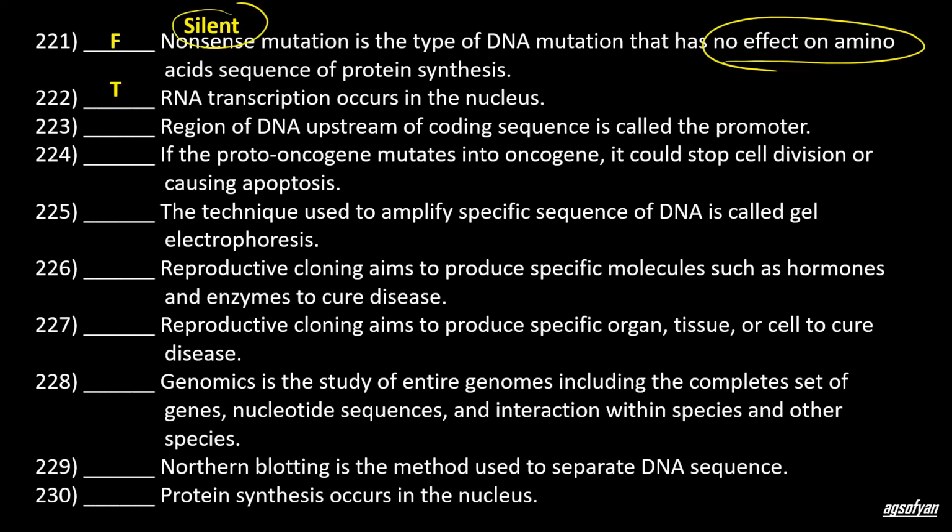RNA transcription occurs in the nucleus. Yeah, that's correct. Next one, region of DNA upstream or above the coding sequence is called the promoter. That should be true. If the proto-oncogene mutates into oncogene, it could stop cell division or cause apoptosis or cell suicide. True or false? It should be false because it will not stop.